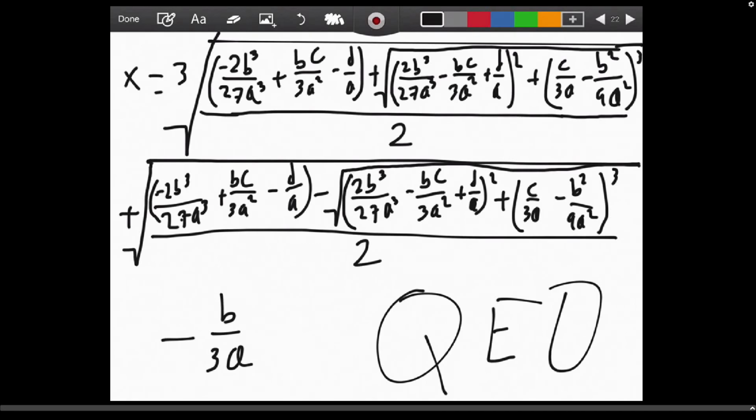I'm going to try to say it out right now. But this is the final equation. This is the cubic formula. And that's how we do it. I'm going to go ahead and say it so I can say QED at the end.